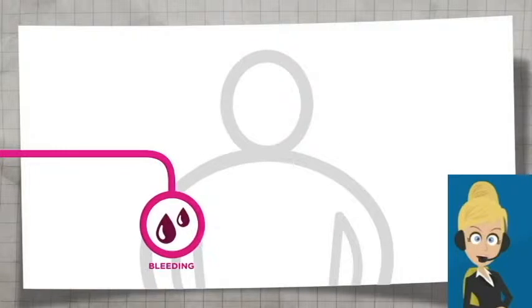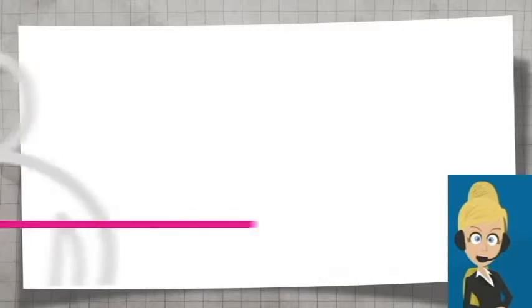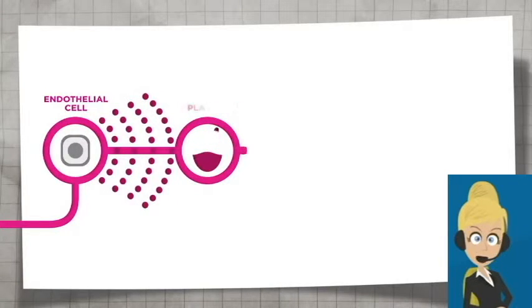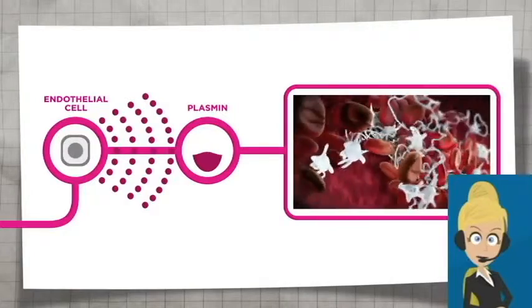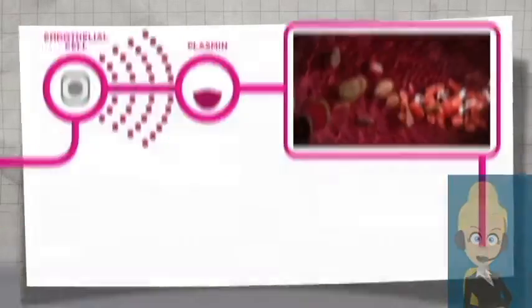In normal physiological conditions, the process of clot breakdown or fibrinolysis begins as the structural integrity of the vessel wall is restored. Endothelial cells begin to secrete a protein called tissue plasminogen activator, which activates the protease plasmin to degrade fibrin, dismantling the structure of the clot and restoring the integrity of the vessel.